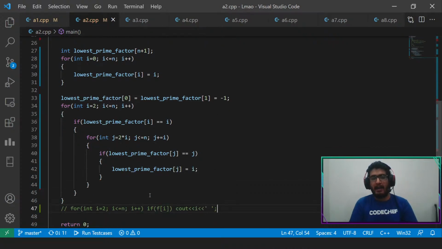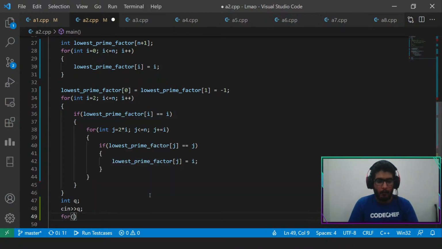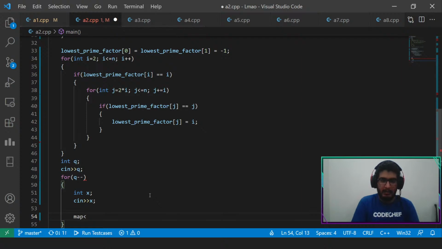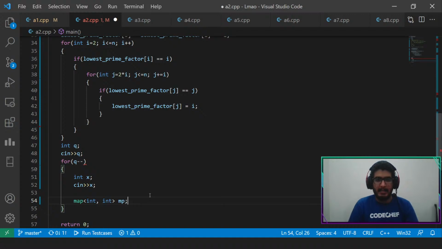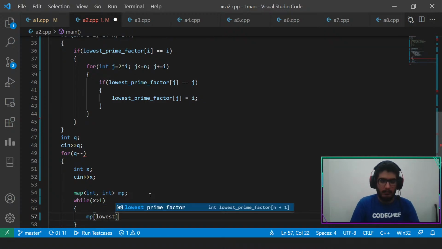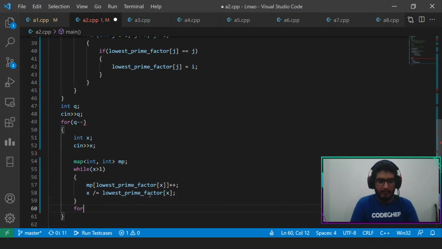Now if we want to factorize a number, let's take in some queries, int q, cin q, and for q minus minus we are taking in some additional numbers x, cin x, and we are storing their factorization in a map called map, and we want to basically factorize x and store the factorization in the map. How do we do that? We do this by a simple loop like this: while x is greater than 1, map of lowest prime factor of x plus plus, and x divide-equals lowest prime factor of x. Finally, we will just output the values of the map to see if our code is working correctly or not.